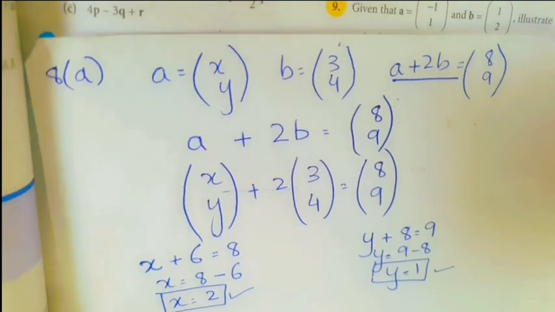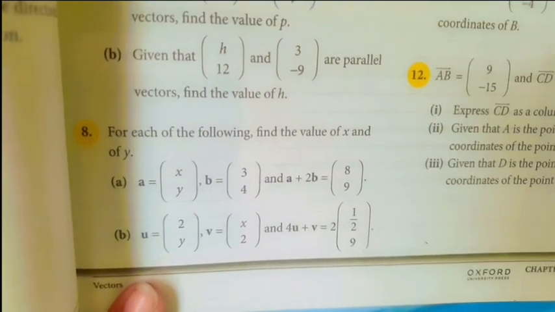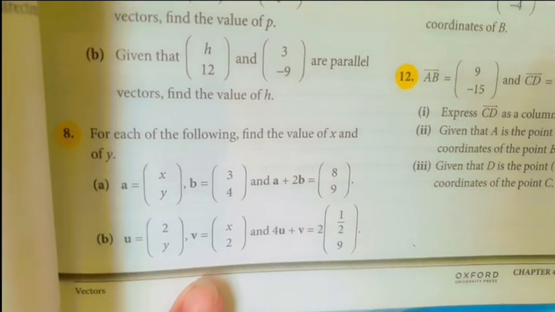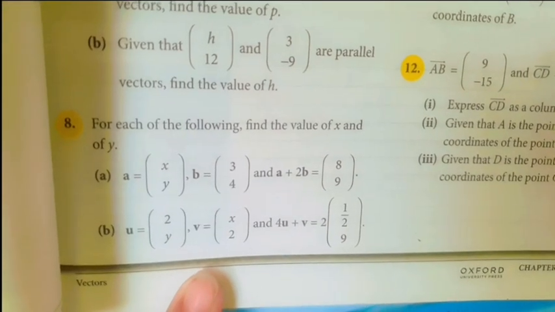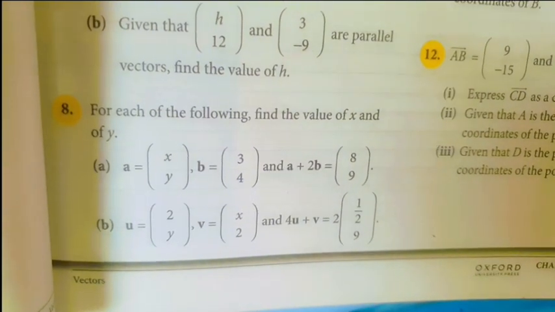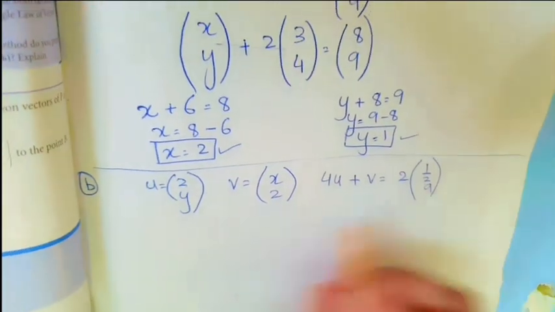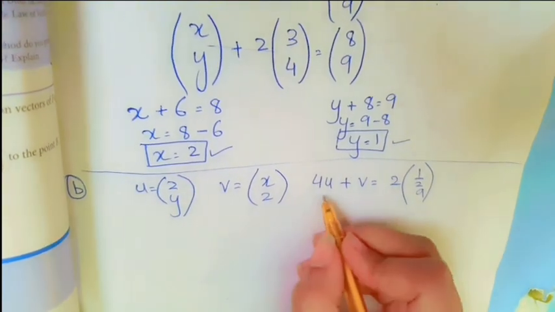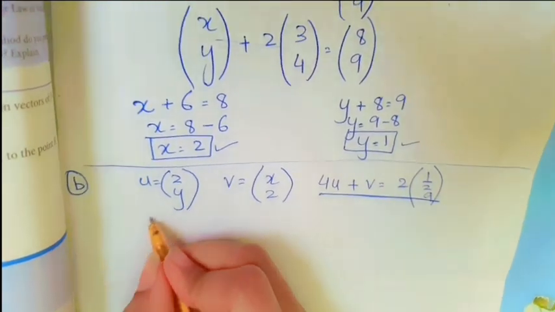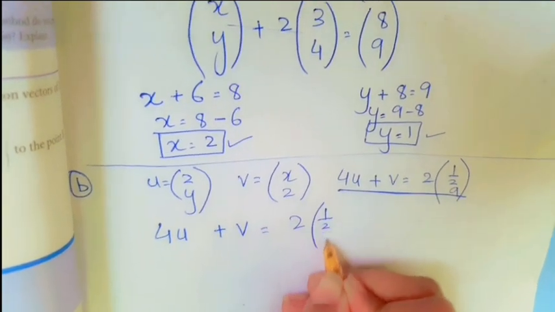This was part A. Now move to part B. It's u is equal to (2, y), and v is equal to (x, 2). It's also given that 4u plus v is equal to (2 and a half, 9). Now what we have to find out again is the value of x and y. So first of all, write the equation that is given over here: 4u plus v is equal to (2 and a half, 9).